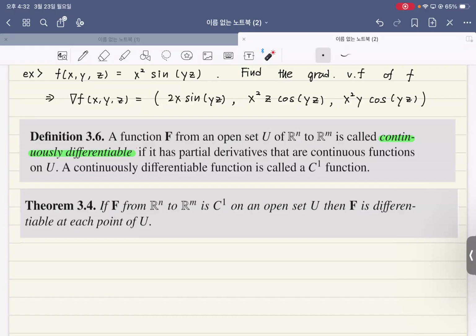But anyway, from now on, almost all functions that we are going to encounter in this course will be assumed continuously differentiable. So from now on, unless otherwise specified, we are going to deal with differentiable functions.